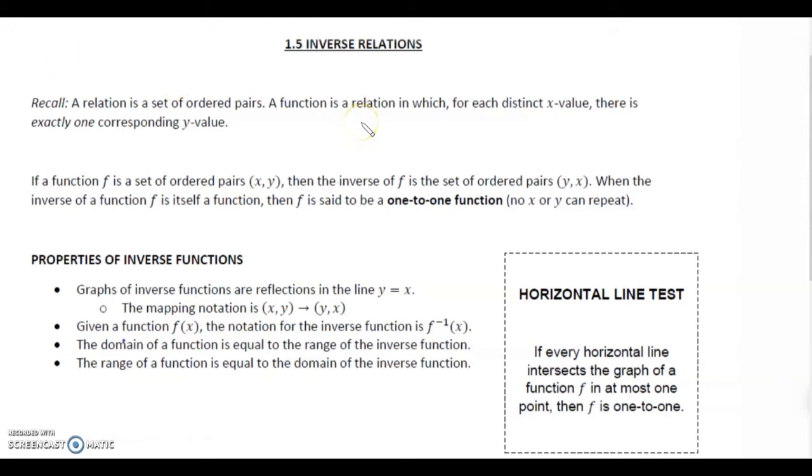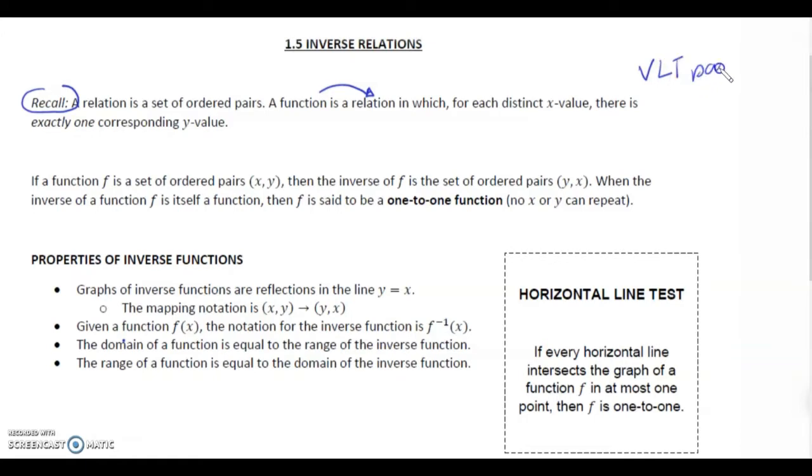Okay, 1.5 inverse relations. So let's recall, a relation is a set of ordered pairs. A function is a relation, only the one way, in which for every distinct x value, there is exactly one corresponding y value. So just recall the vertical line test.